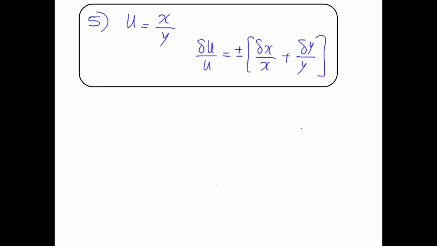Now, u is equal to x upon y. Division is treated very similar to multiplication. U is equal to x upon y: delta x upon x plus delta y upon y. You have to copy this. Number 5. Done, sir. This is called fractional uncertainty for product.